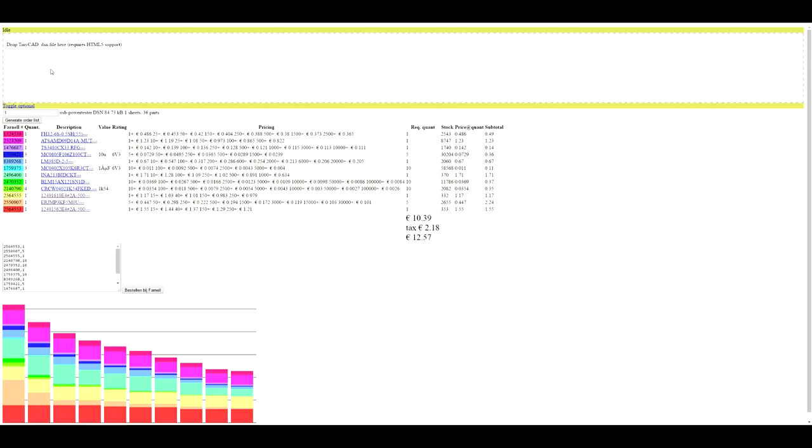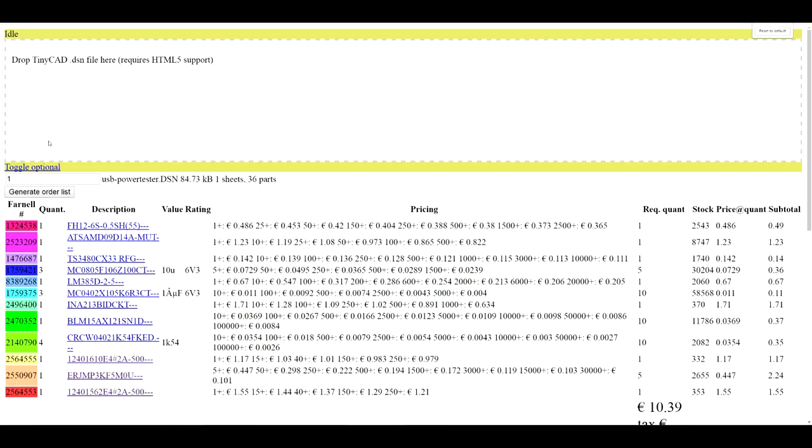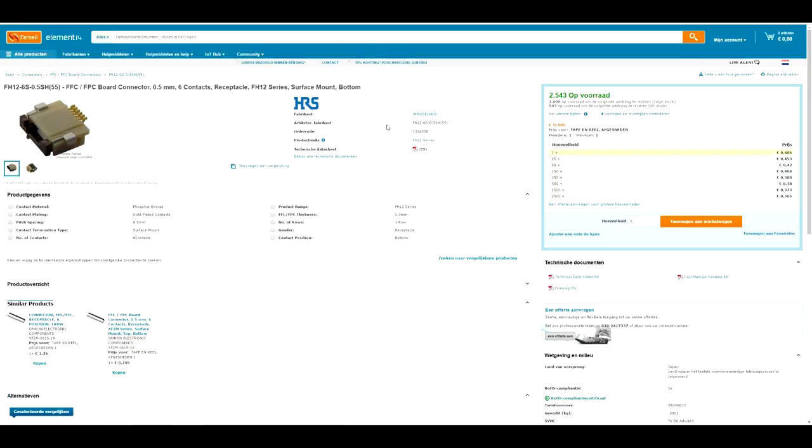You can drop the TinyCAD design file in, and it automatically scans the file for Farnell part numbers. Those are these numbers in, let me just magnify this. So each part gets its own color, and you have a purchasing link. So this goes directly to Farnell, so I can look at, oh, well, that's this component.